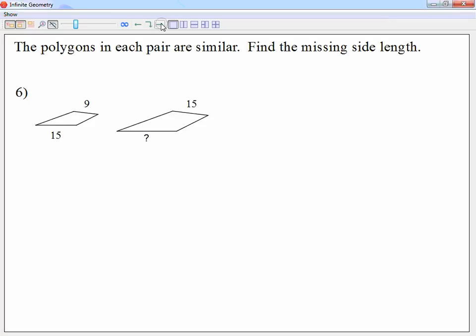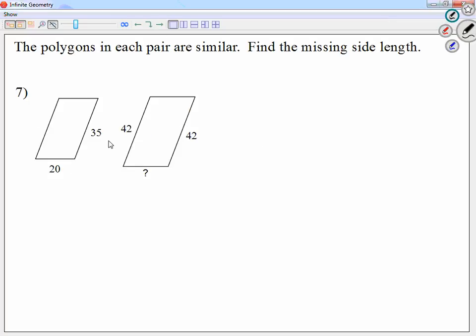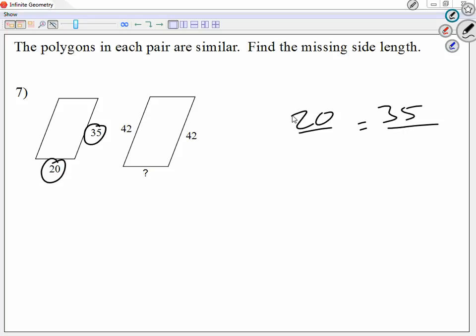All right, looking at number 7, on one quadrilateral I'm going to use the measurements 20 and 35, and I like to write it from small to large. So obviously 20 first. From the other quadrilateral, the corresponding numbers are x and 42. We can tell x is smaller. So I'm going to write x and 42.